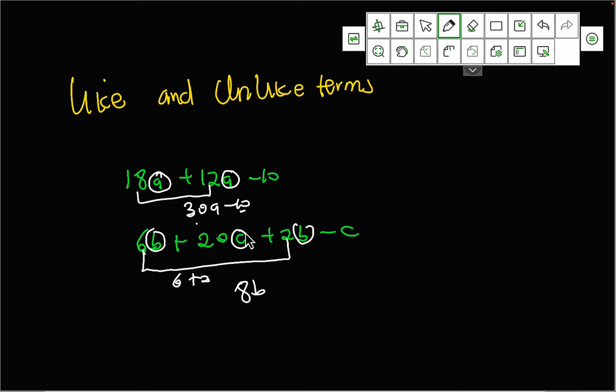Here you have c and here you have c, so you can just subtract. So you have 20 minus 1, that will give you 19, so plus 19c. So you see what I mean? So very simple as that.